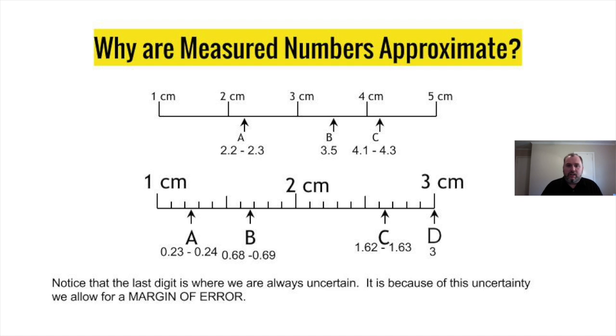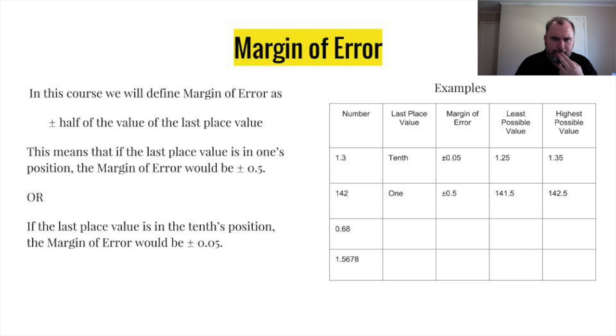This uncertainty, where we don't know whether it says 2.2 or 2.3, we're going to call a margin of error, because we're human. And so that's how we're going to define it. So let's talk about margin of error a little bit more. In this course, I want to basically say margin of error is defined as plus or minus half the value of the last place.